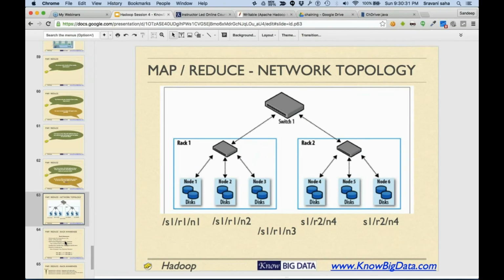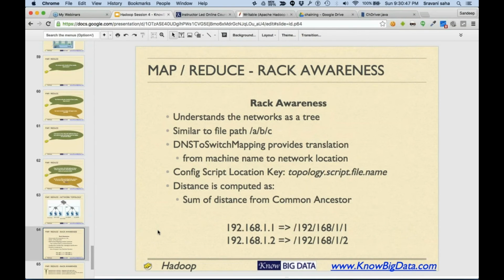And how do you define it? You basically write a small script which, given an IP address, will return the path. Okay, given the IP address of the node, it will return this path, and based on this Hadoop can very comfortably compute the distance. Okay, so this is called rack awareness. So it understands the network as a tree. It is similar to a path like /a/b/c.